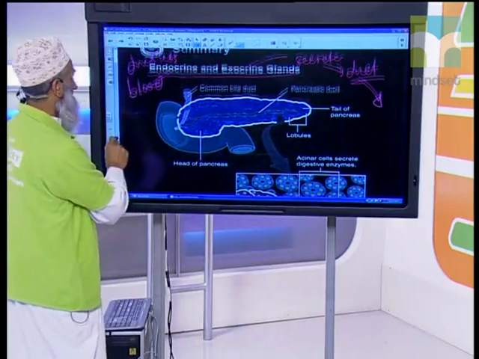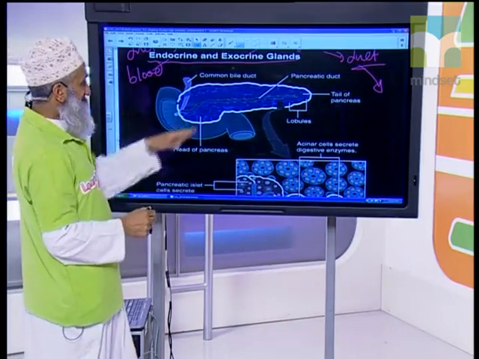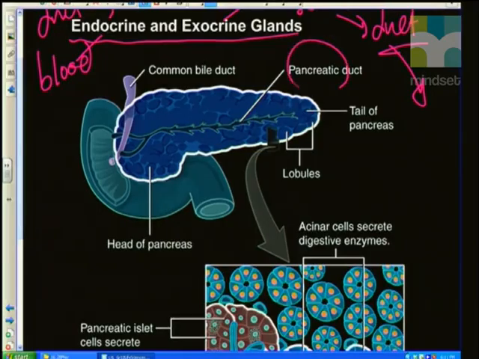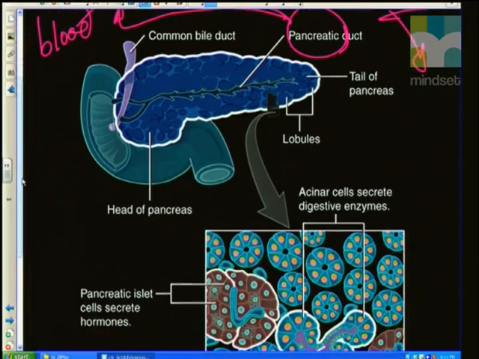Now, interesting, people, is the pancreas. The pancreas acts as both endocrine and exocrine. Why do we say that? Because it secretes pancreatic juice into the pancreatic duct there. And this pancreatic duct will take the pancreatic juice to the hepatopancreatic duct, which will end up in the duodenum.